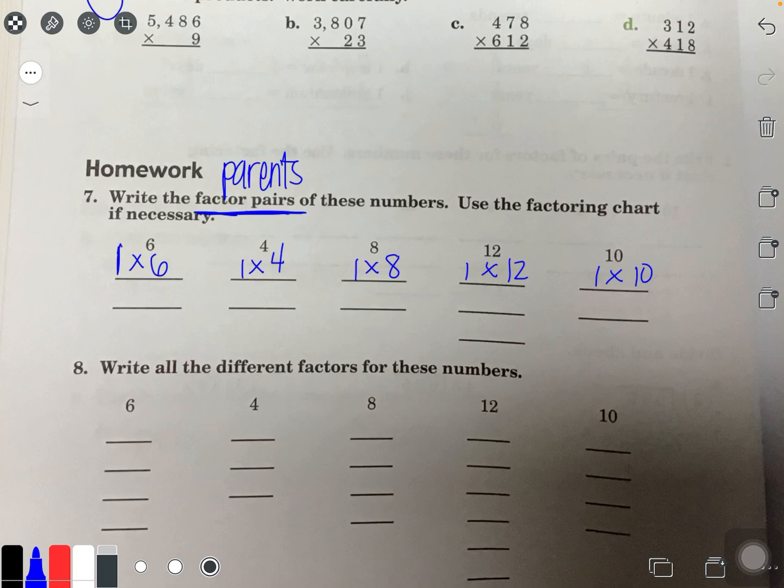2. We did 1. Now we're going to go down to 2. 2 times 3 is 6. Very good. Here, 2 times 2 is 4. Here, 2 times 4 is 8. Right? Yeah, good. Now here, 2 times 6 is 12. I can put 3 now. 3 times 4. Very good. And here, 2 times 5.